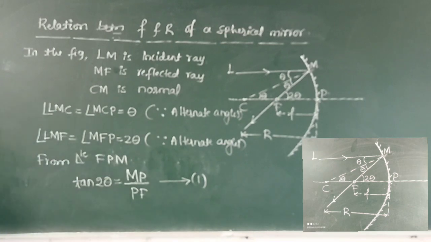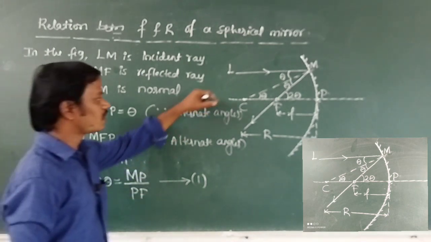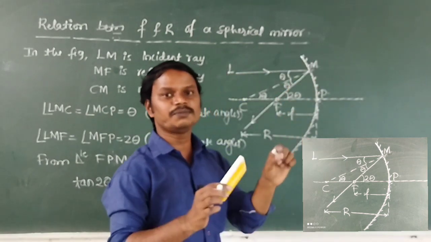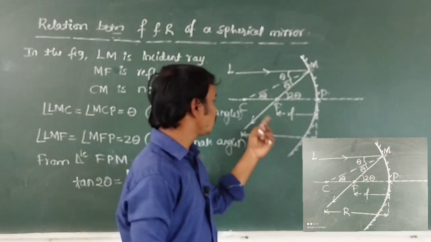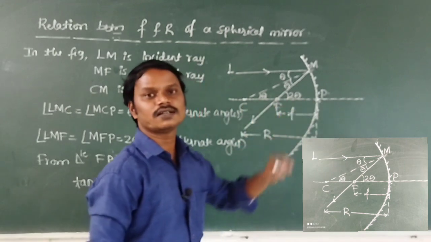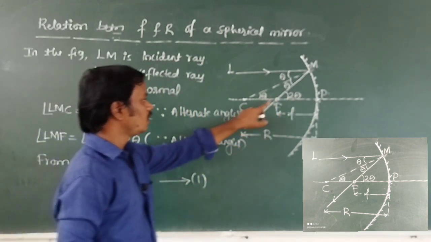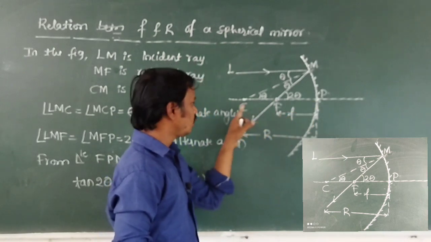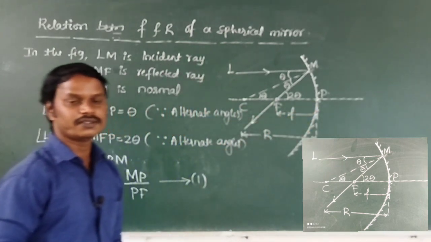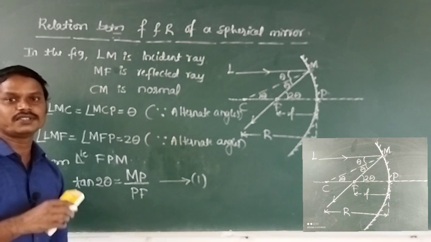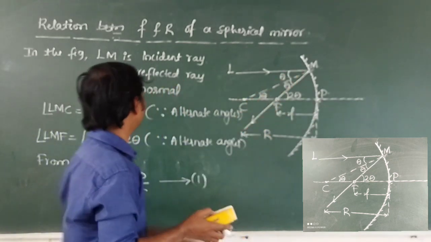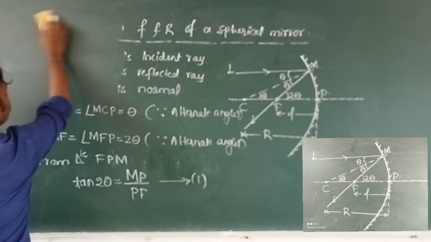Next, let us consider the right angle triangle CPM. In CPM, the radius of curvature is there, because CP is nothing but the radius of curvature. In FPM, the focal length is there, because FP is nothing but the focal length. In order to find the radius of curvature, which right angle triangle do we have to take? That is CPM.